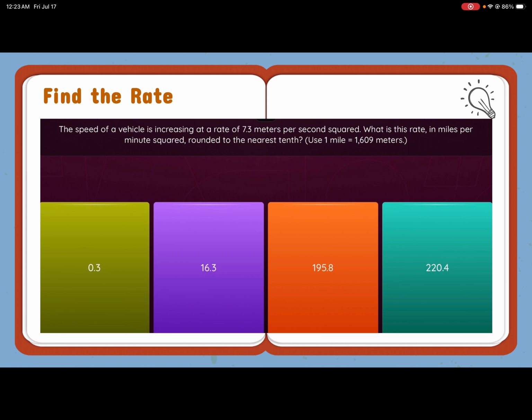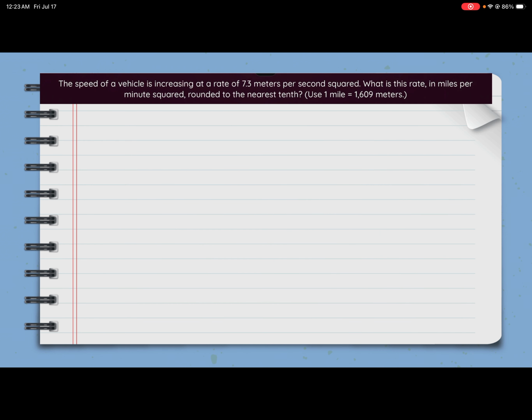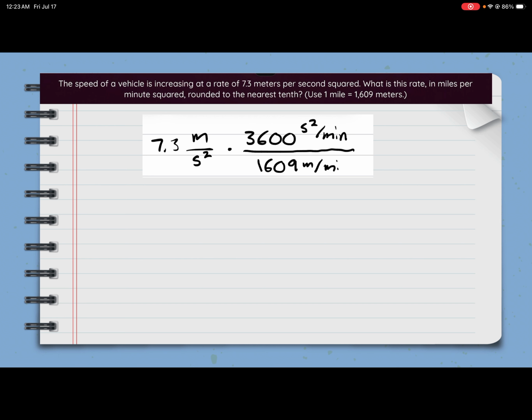This next question, the speed of a vehicle is increasing at a rate of 7.3 meters per second squared. What is this rate in miles per minute squared? So these units are completely different. So we have seconds squared, and we have meters and miles. And we also have seconds squared and minutes squared. So we'll start off with our rate, 7.3 meters over second squared, and we'll have to multiply that.